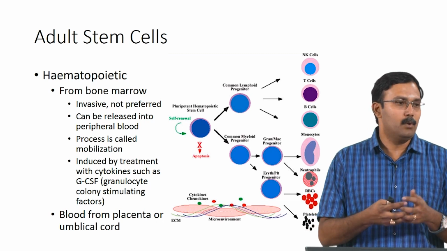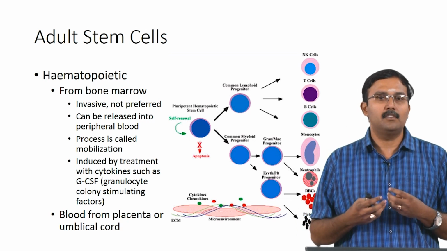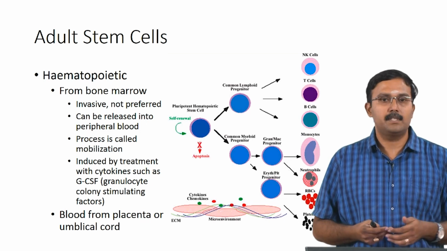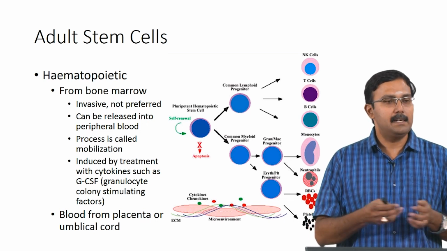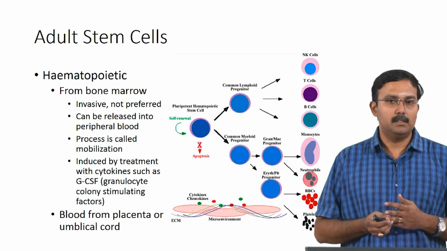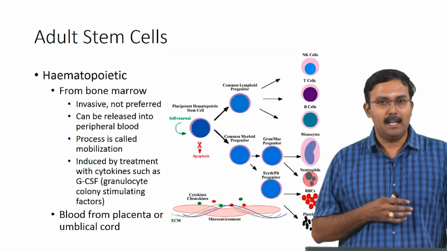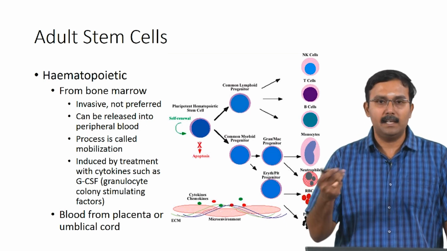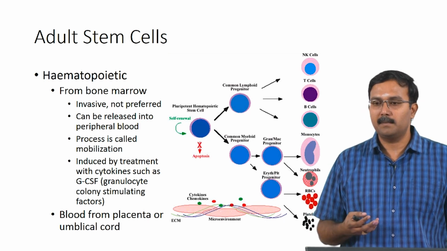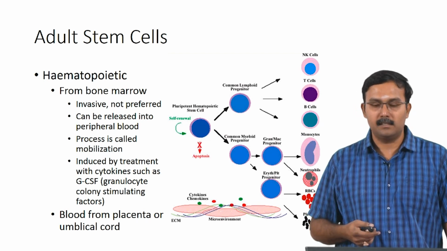So, hematopoietic stem cells are the ones which are obtained from the bone marrow. So, the way you harvest them is an invasive procedure. Obviously, you have to drill into the bone marrow to get it. So, it is not a very preferred mechanism for harvesting, but that is the only way you can harvest hematopoietic stem cells. They can also be released into peripheral blood by a process called mobilization. So, this mobilization can actually be induced by treatment with cytokines, and thereby you can actually get them into the peripheral blood and then try to draw them. So, blood from the placenta or umbilical cord would also have hematopoietic stem cells. These are much easier sources to harvest these stem cells.